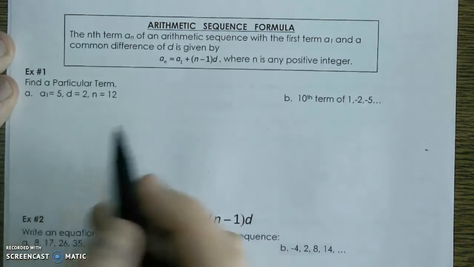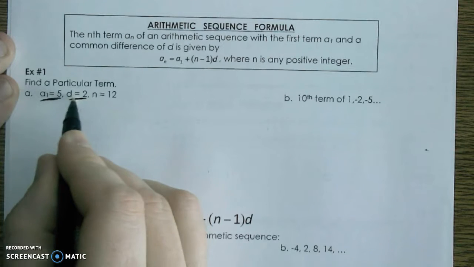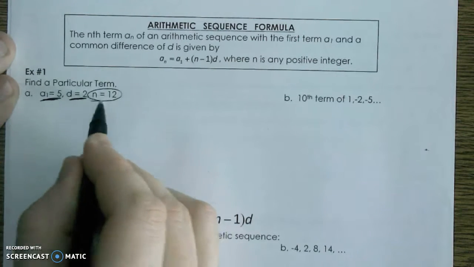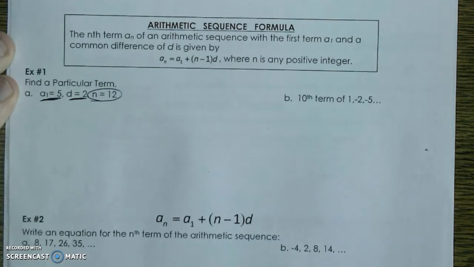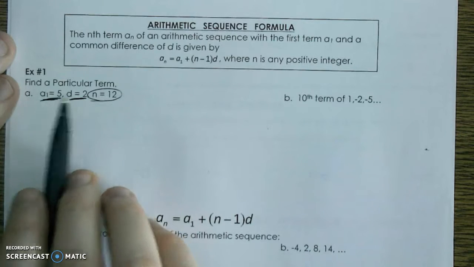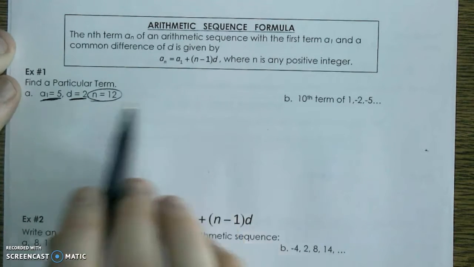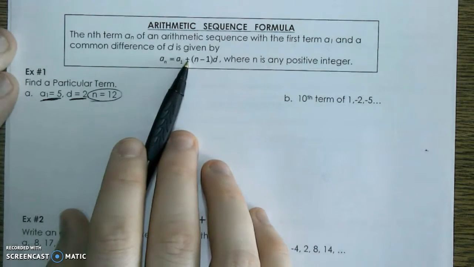So in this problem, they're telling me the first term, they're telling me what we go up by each time, and they're asking us to find the 12th number. So we are looking for the 12th number in the sequence. Now, what we could do is start with 5, add 2, until we get 12 numbers, and then circle my 12th number. But if we want to make this faster, we can just use this formula to find it.